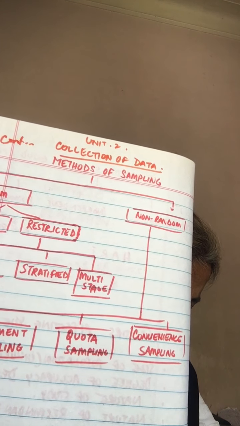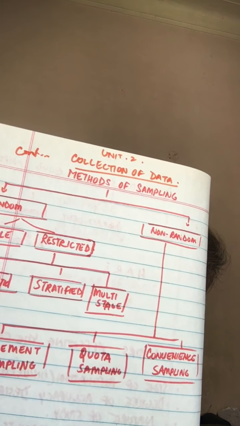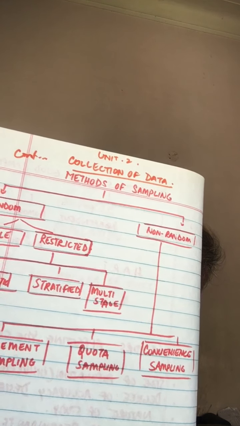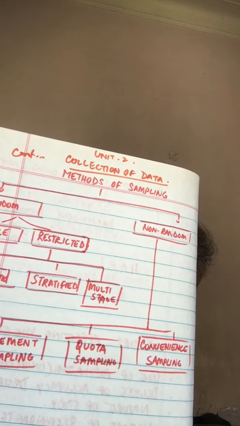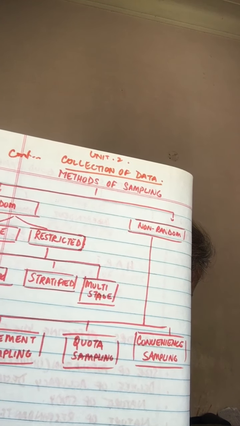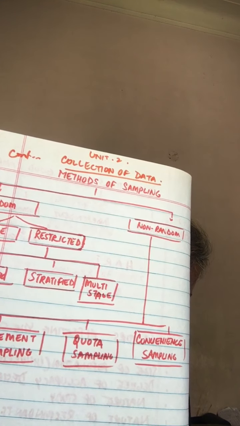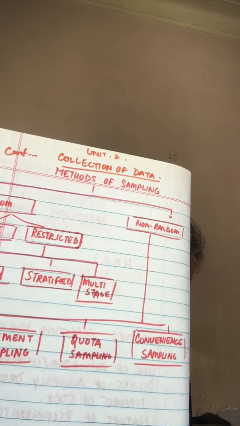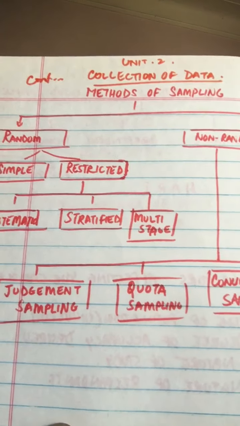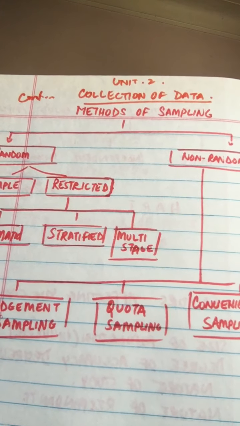So random sampling can be restricted or unrestricted. So in this we have, as we see, random sampling and non-random sampling, and random sampling is restricted or simple random sampling and restricted random sampling. In the restricted random sampling, we have what is known as systematic sampling, stratified random sampling, multi-stage sampling, and in non-random sampling, as you see, we have what is judgment sampling, quota sampling, and convenience sampling.